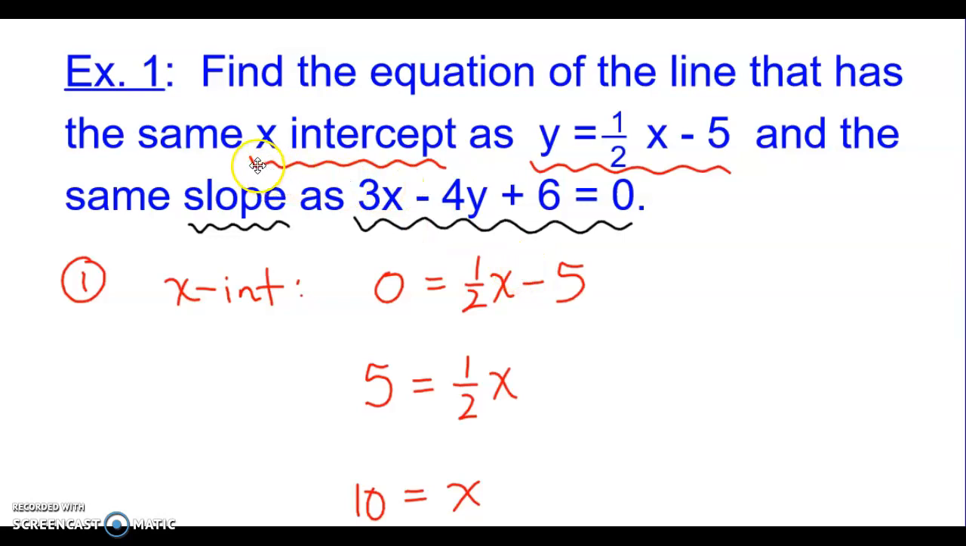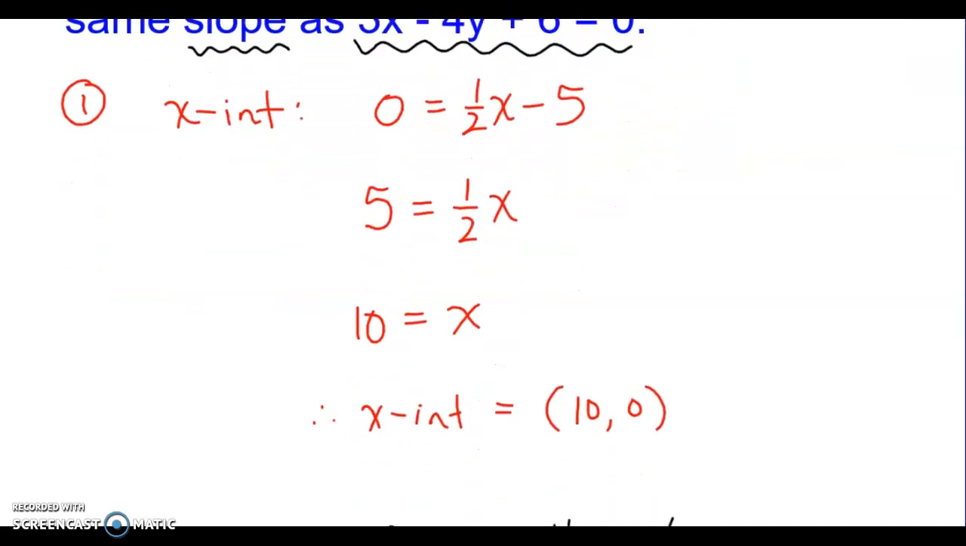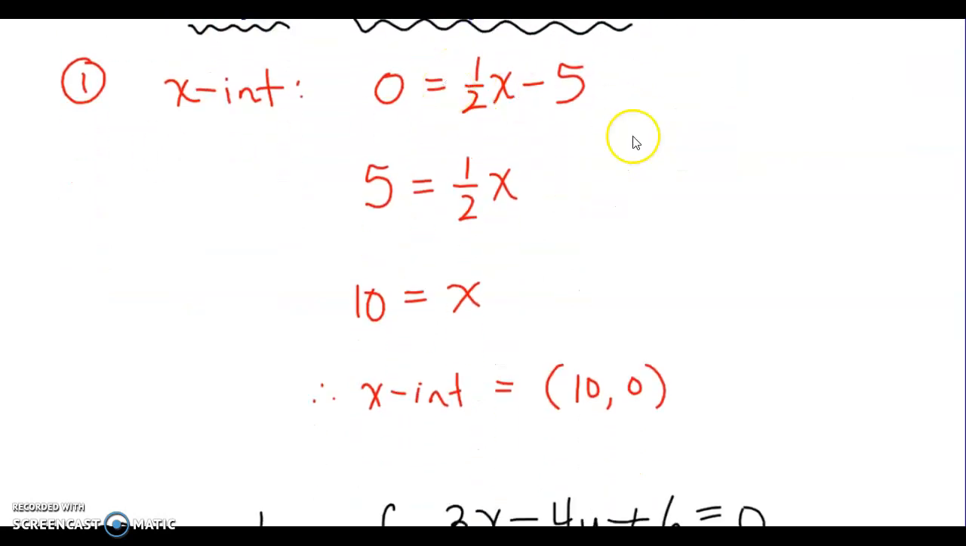So, first piece of information, I know the x-intercept is the same as this x-intercept. So my first step is to find the x-intercept. So remember, when we find the x-intercept, we're plugging in 0 for y and then solve for x. So that's my first step. 0 equals 1/2 x minus 5. Move the 5 over. 5 equals 1/2 x. Multiply both sides by 2. X equals 10. So I have an x-intercept of (10, 0). So I know that the line that I'm interested in passes through this point right here.